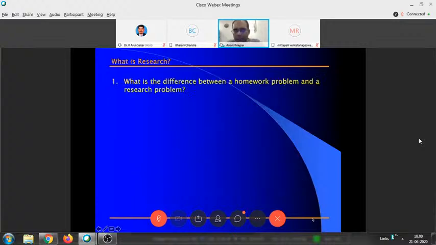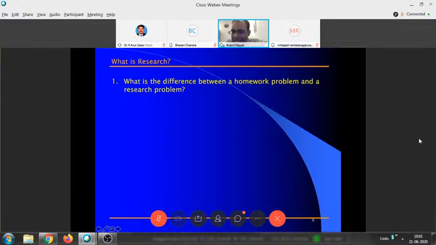So what is research, everybody? What is the difference between a homework problem and a research problem? Let me tell you how I make my assignments a research problem. Now, 90% of people will agree with me. If you are giving a student the task to write traditional software development models, any student can just go to Wikipedia, copy paste, and give you the assignment. Okay, sir, this is 8 marks, this is 9 marks. Okay, you are done. But if I'm giving a student, what is meant by the waterfall model?